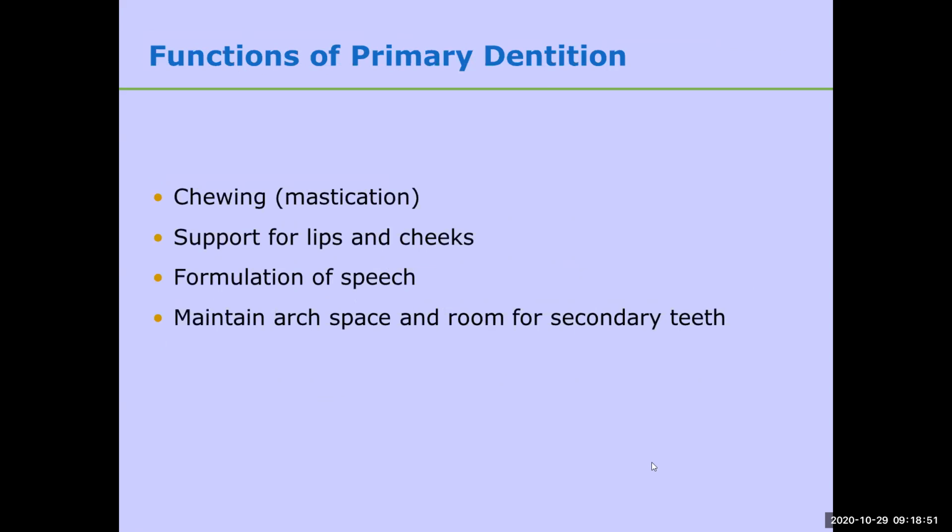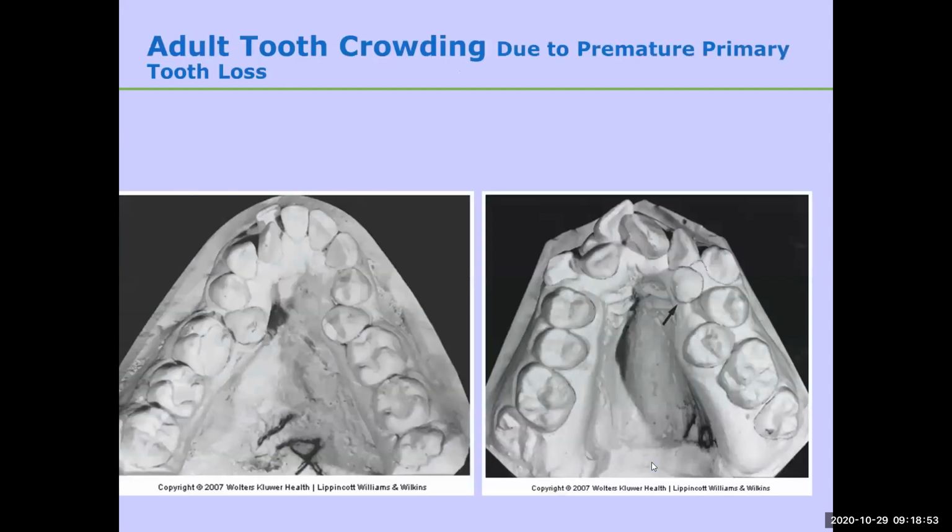And space is one of those really critical factors that we're going to be talking about. Adult crowding can happen if the deciduous teeth are removed too early for whatever reason. So this is really critical for the space maintaining aspect of things.